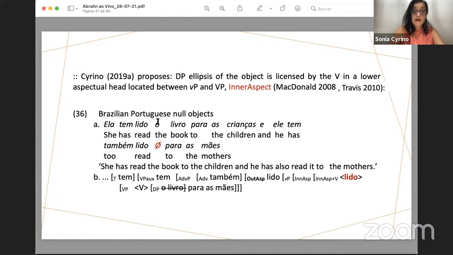Now, if I have just the object, then it's licensed in the same way. "Ela tem lido o livro para as crianças e ele tem também lido para as mães." So here we have the same structure. The verb moves to this position, and here it can license the ellipsis of the DP. And we don't have VP ellipsis, we just have the null object.